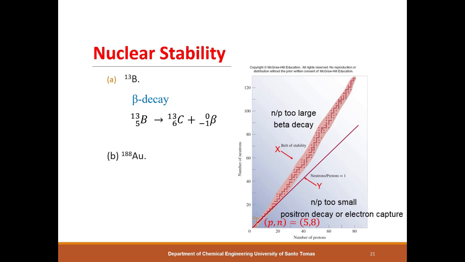Now for part B, we are given gold. We do the same process. We check the atomic number of gold from the periodic table, and we can see that it has 79 as its atomic number, thus the number of protons. And then from the given mass number of 188, we can compute the number of neutrons to be 109.